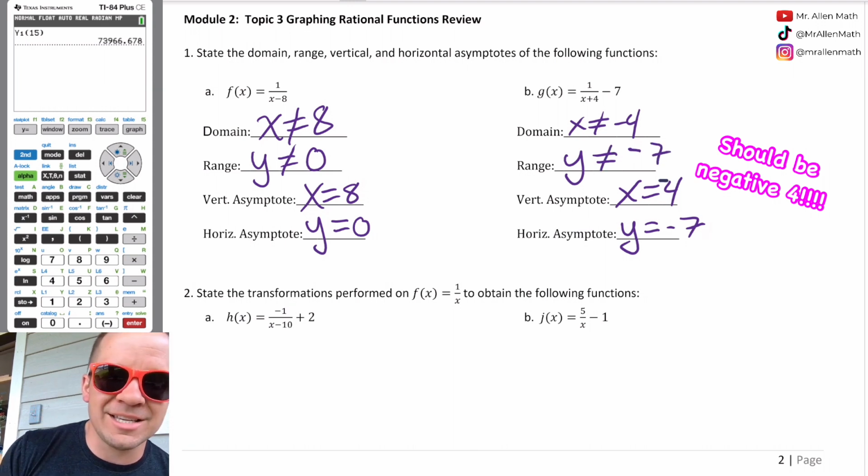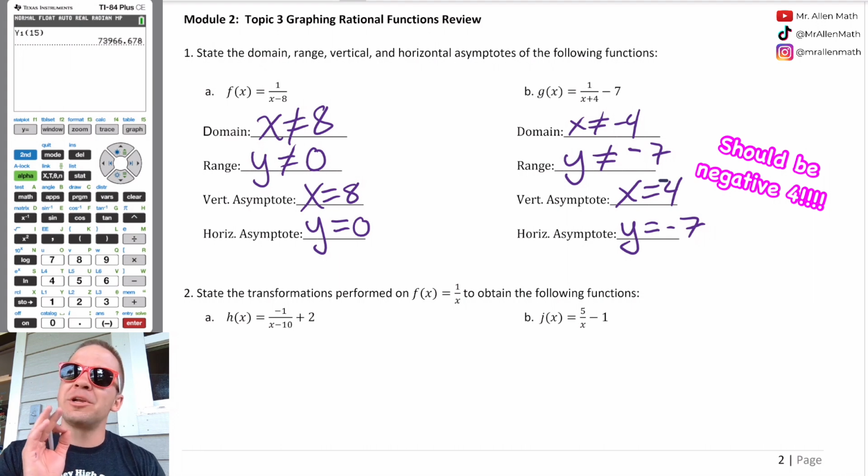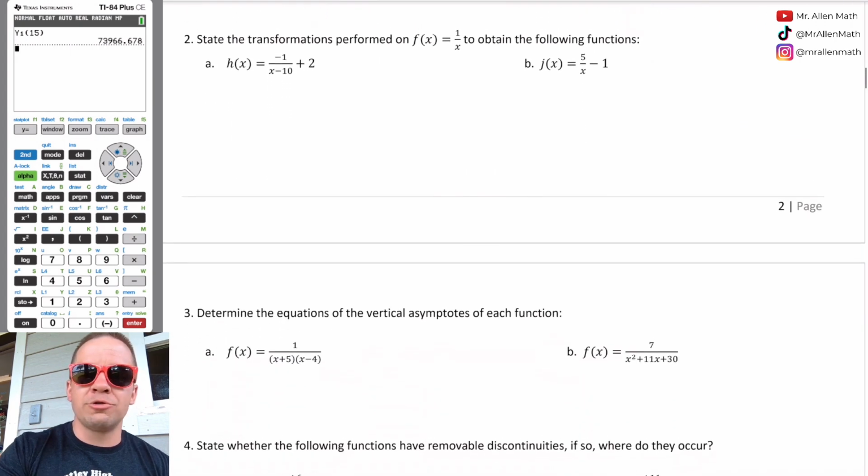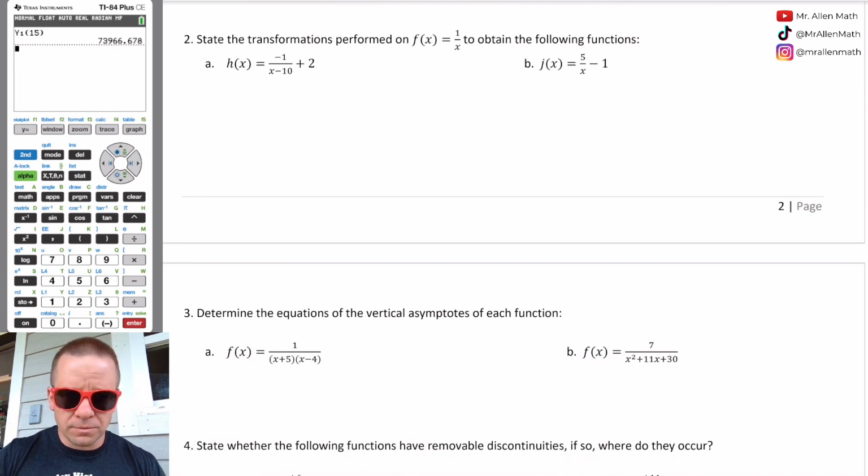Beautiful, fantastic, wonderful. That even went into a little bit of transformations, when I was saying going down 7. But hey, we're going to address that right here in number 2. So we have: state the transformations performed on f of x equals 1 over x to obtain the following functions.